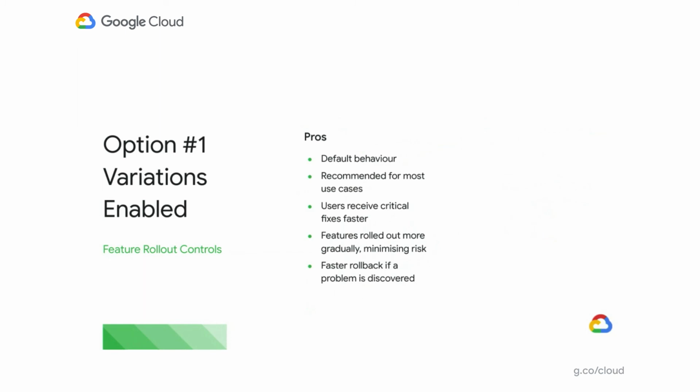If a problem is discovered, we can roll back much faster by just turning the relevant feature off. Of course, you should also be aware that some users may have access to a feature that other users haven't received yet, even though they're on the same version of Chrome. Because of this, this approach may not be suitable for enterprises doing heavy validation testing, the kind of testing you might be doing if you're using the version pinning update strategy or the full manual update strategy we discussed earlier.